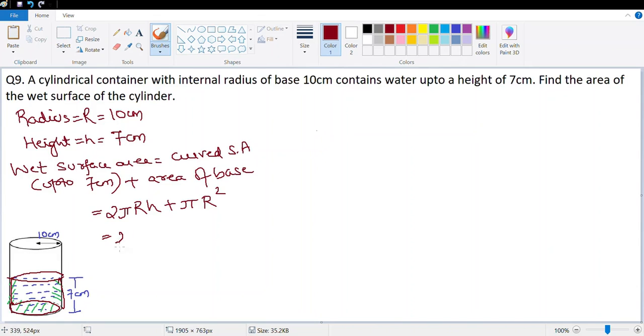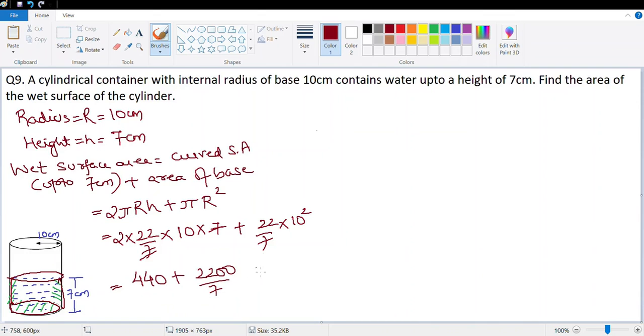So this is 2 into 22 by 7 into r. r is 10 multiplied with h, which is 7. 7 and 7 get cancelled, plus 22 by 7 into r square. r is 10, which means 10 square. So this is 2 into 22, that's 44, into 10, that's 440, plus 2200 upon 7. Yeah, this is fine. We'll have to again divide. So that's 2200 upon 7.